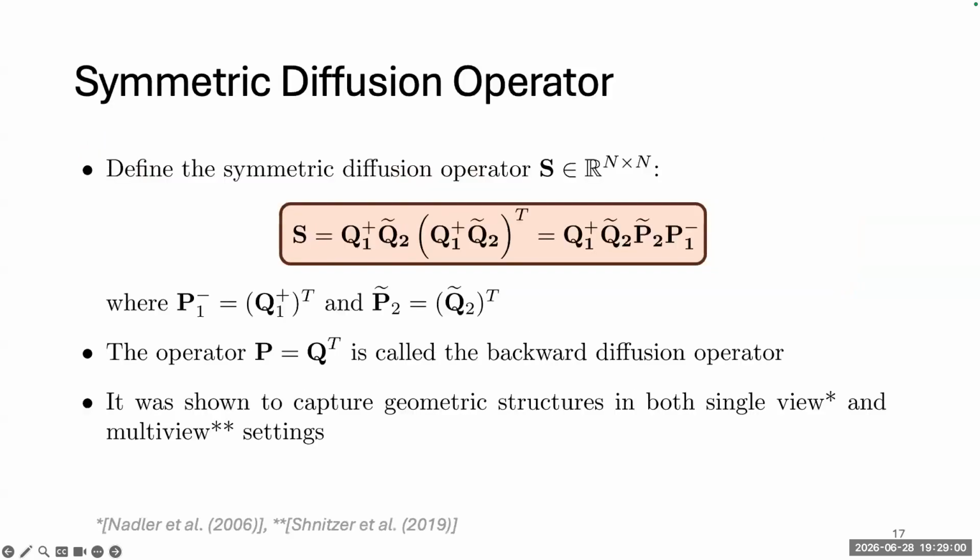We then define the symmetric n by n diffusion operator, S, by the gram form of Q1 plus Q2 tilde. This includes the transpose operators P1 minus and P2 tilde, which are called backward diffusion operators, which were shown to capture geometric structure in both single and multiview settings.